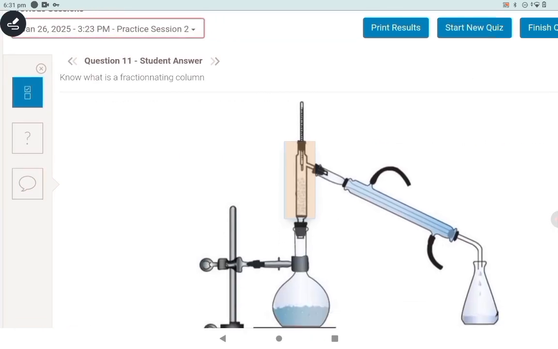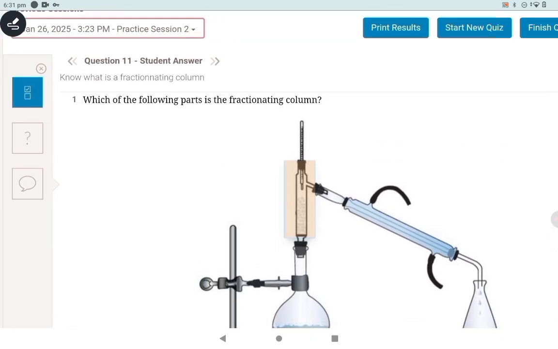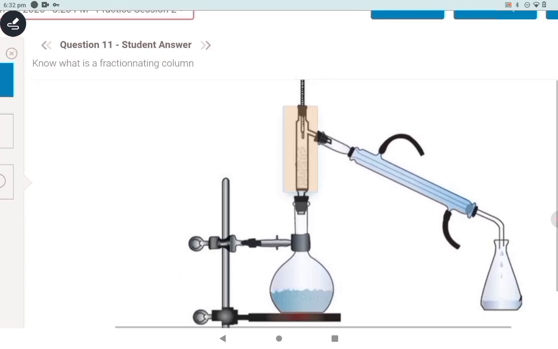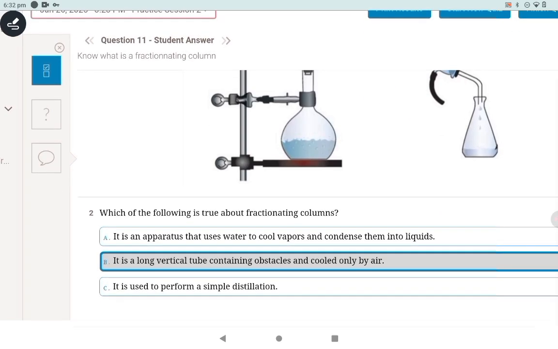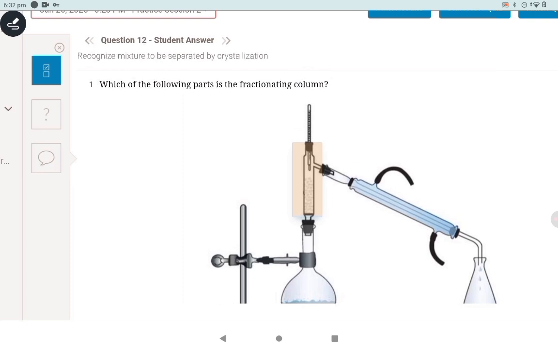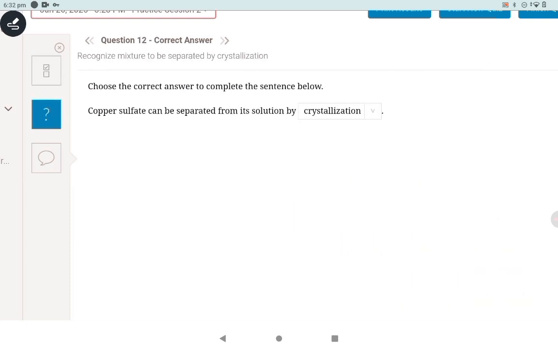Which of the following passes the fractionating column? It's just memorization. This is the fractionating column. And what does it do? It's a long vertical tube containing obstacles and cooled only by air. That's the fractionating column. Copper sulfate can be separated from its solution by crystallization. Yes, copper sulfate is a salt. Salt is separated using crystallization.